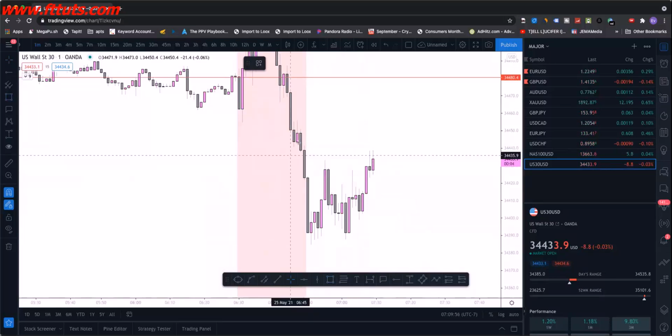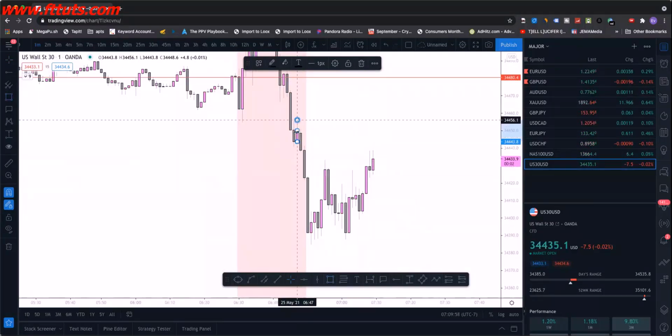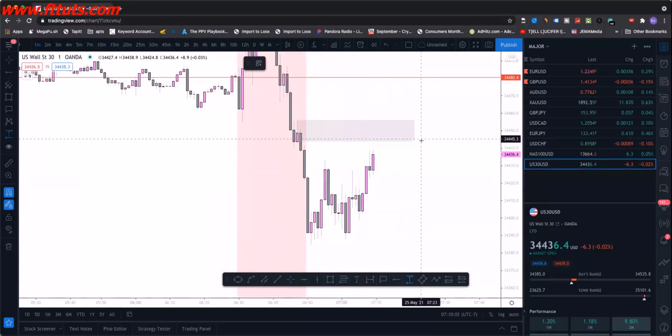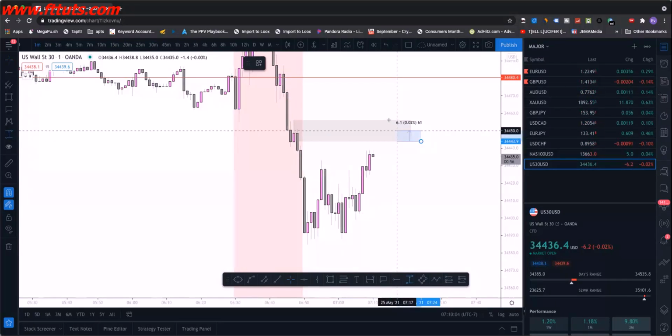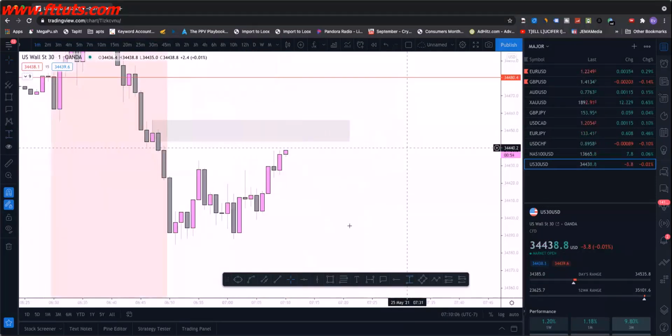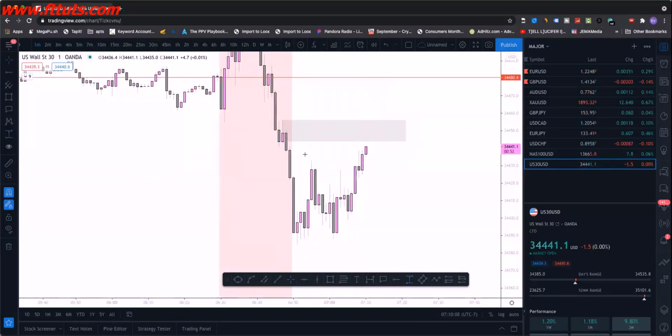So there is this little continuation block here that can be possibly shorted into. I don't really like it. We did break structure up here, closed above, right? This candle needs to close above. Even though this closed above, I'd rather see that candle close above it. So we'll see what happens on that play. Even then, this candle broke the structure here. This is like a swing point.